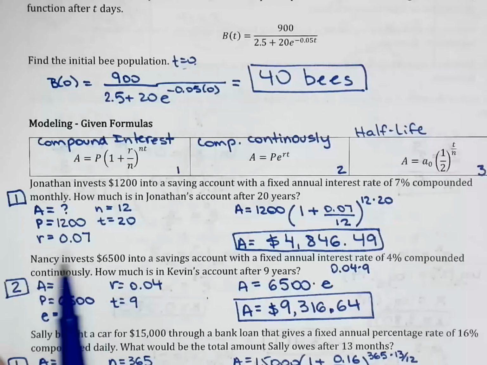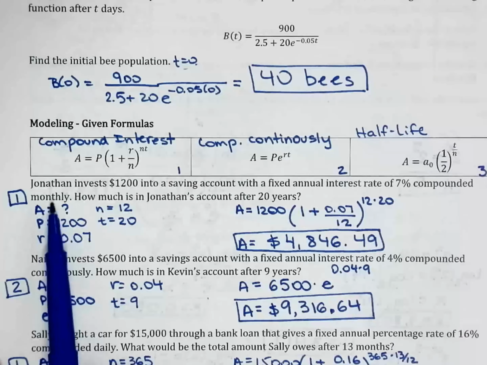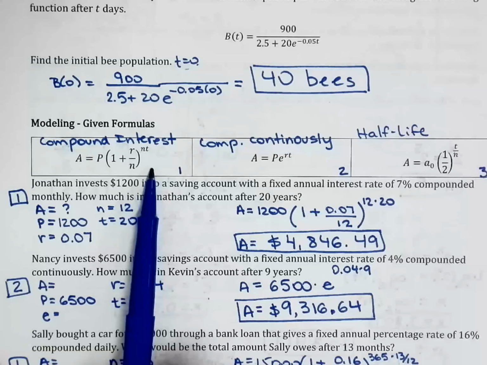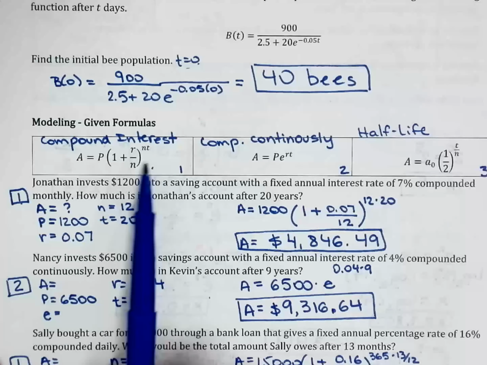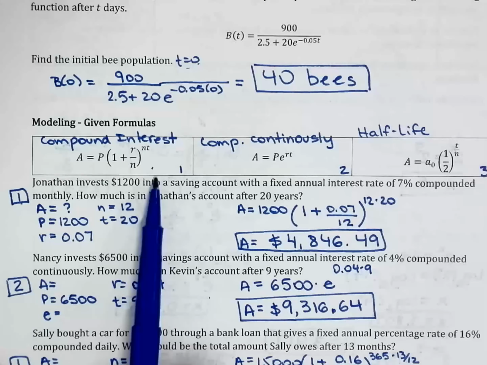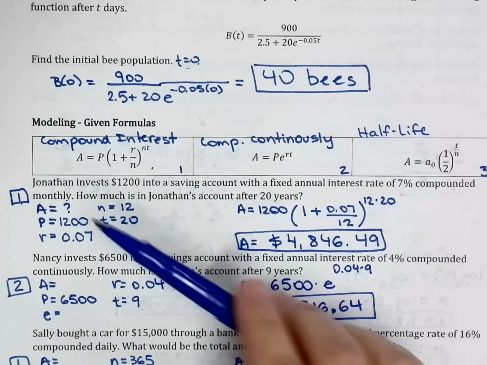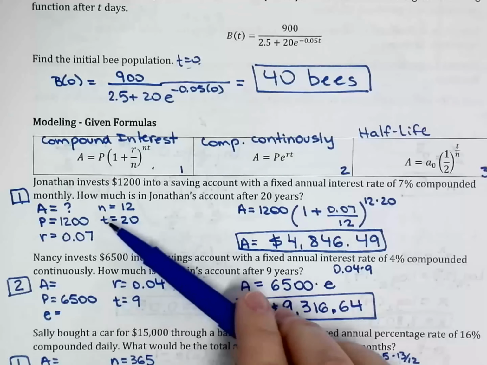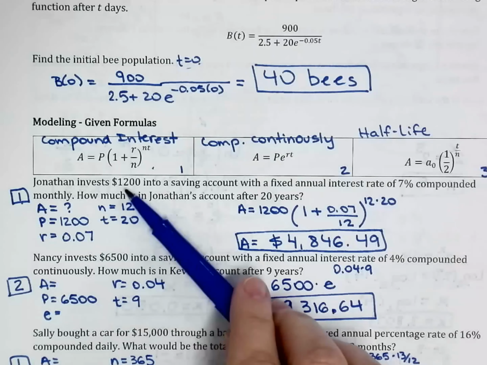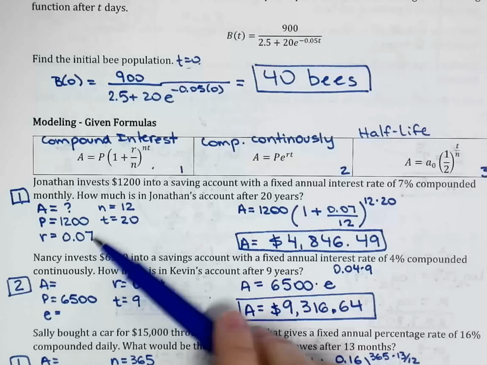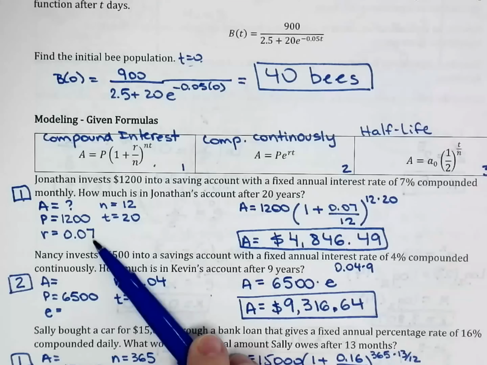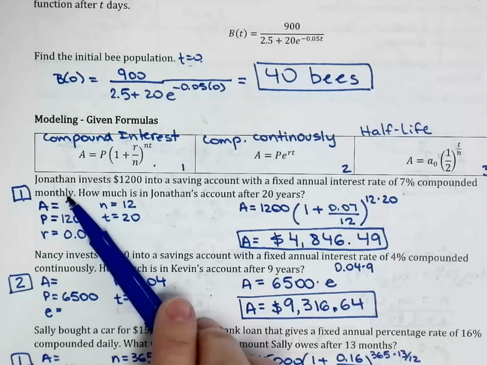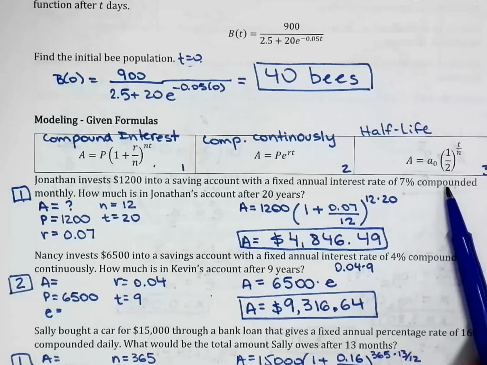Okay, the first one. Because it says compounded monthly, that tells me I need to use the compound interest formula. So that's what that number 1 is telling me. For every single problem, I like to label what I have and the values I have for each variable. So the initial amount here is 1,200 at a rate of 7% compounded monthly. So 7% as a decimal is 0.07. Compounded monthly, number of times per year, so 12 months in a year that it's been compounded.